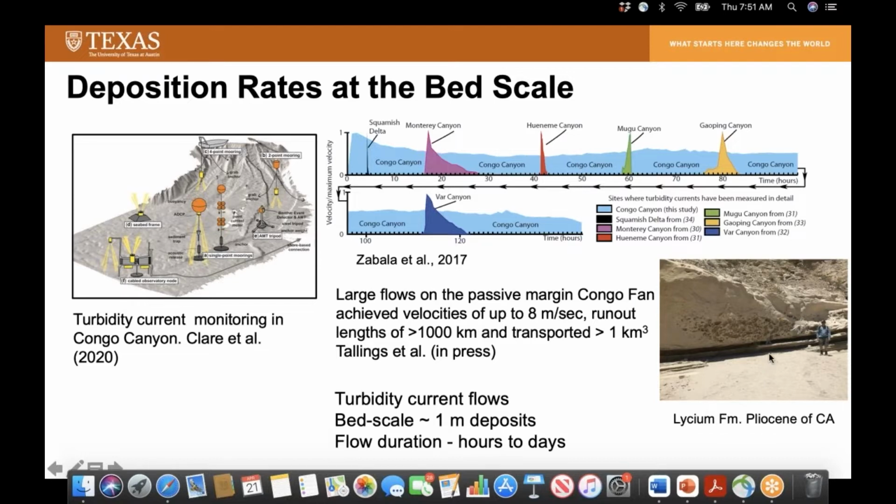So we can see that individual flows are capable of achieving velocities of up to 8 meters a second, run-out lengths of over 1,000 kilometers, and can transport over a cubic kilometer of sediment in a single flow. If we look on the right, a bed from Pliocene deep water rocks in California, a bed like this may represent a few hours of flow. And we saw in some of the talks yesterday from Peter's group that there's a high degree of unsteadiness in flow, so multiple beds could represent a single flow that was deposited over hours or at most days.